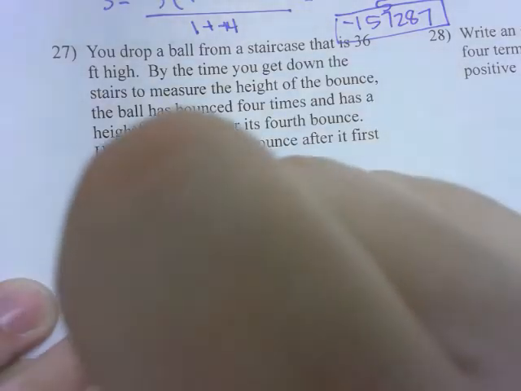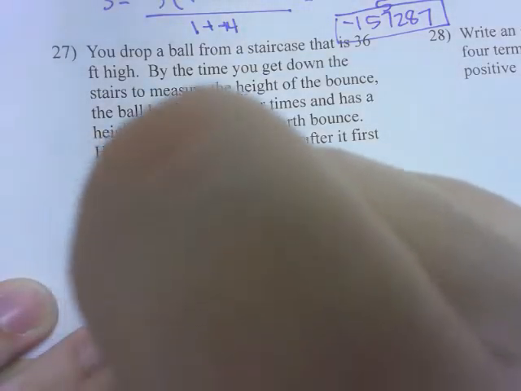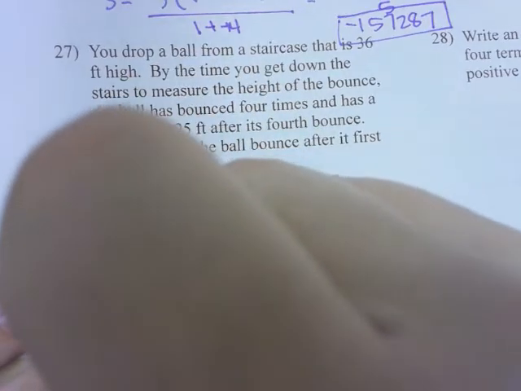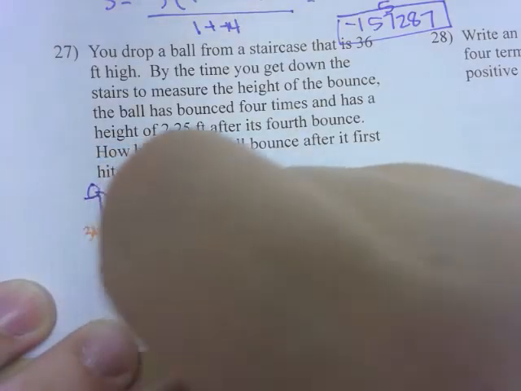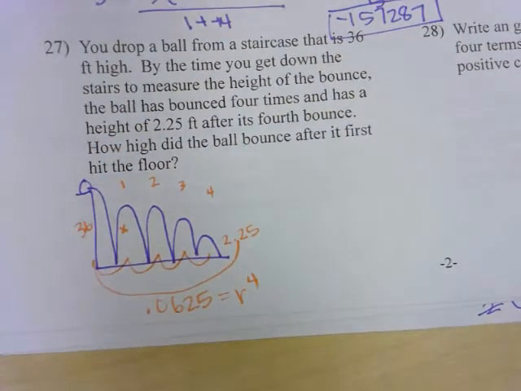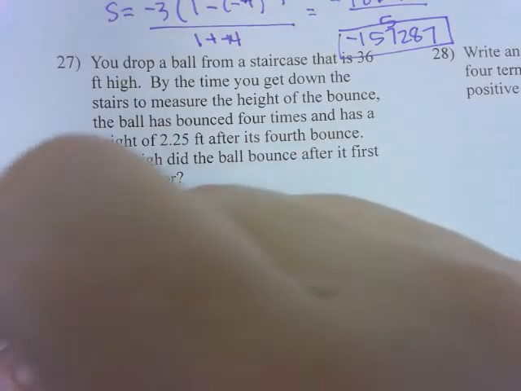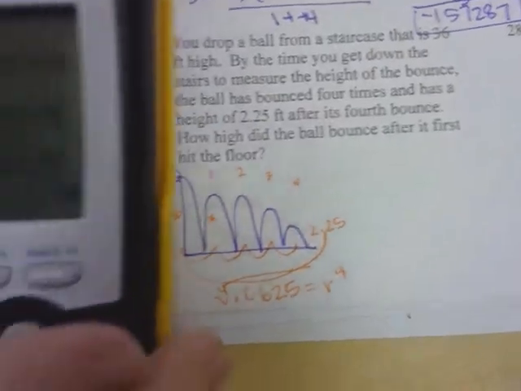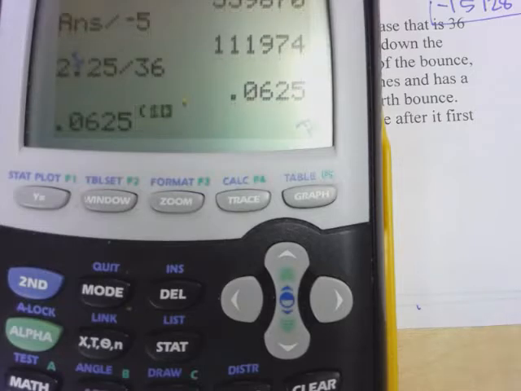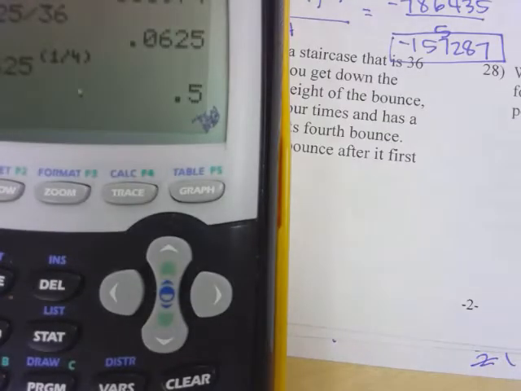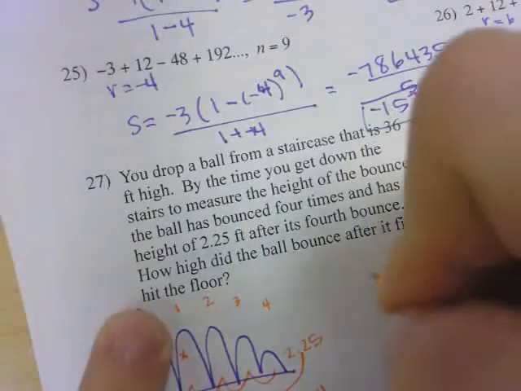And then how many bounces did it take to get there? I'm sitting here at 4. 1, 2, 3, 4. If I take the 4th root, on your calculator, how you do a 4th root is 0.0625 raised to the 1/4 power is the 4th root, 0.5. So R equals 1/2.